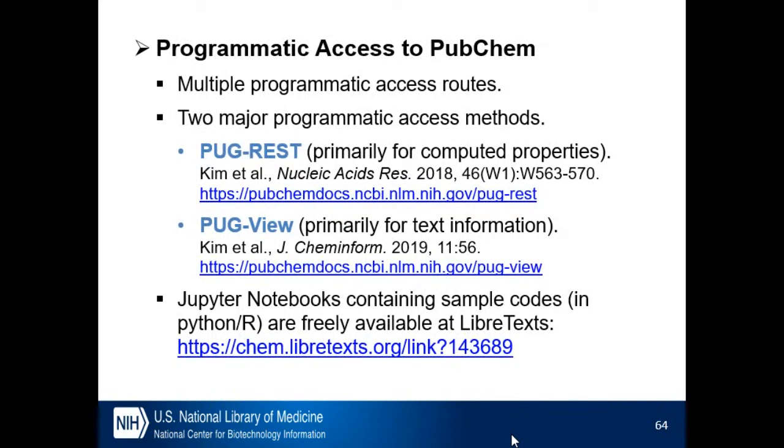PubChem provides multiple programmatic access routes, but PUG-REST and PUG-View are the most useful and the easiest to learn. And I'm not going into the details of them today, but my colleague and I developed a set of Jupyter notebooks containing sample codes in Python and R to teach students how to programmatically access PubChem data for further analysis and processing.